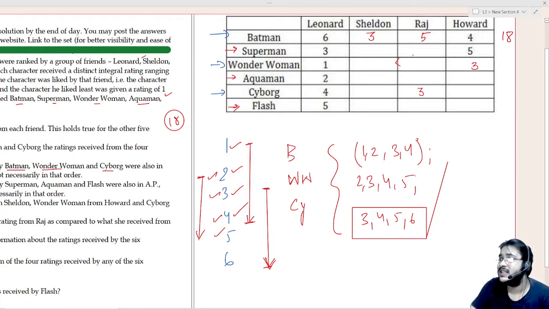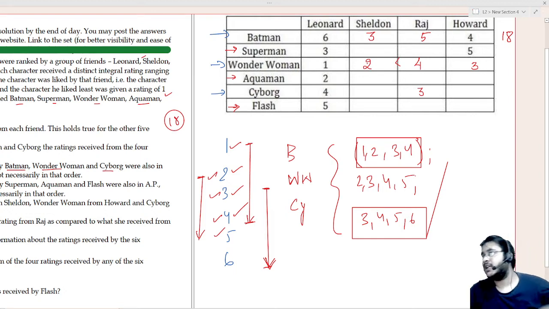And also, now I'm looking at this figure, 1, 2, 3, 4 number, in which I know Raj's Wonder Woman rating is going to be greater than Sheldon's Wonder Woman rating. In other words, this is going to be 4 and this one is going to be 2. That is clear.